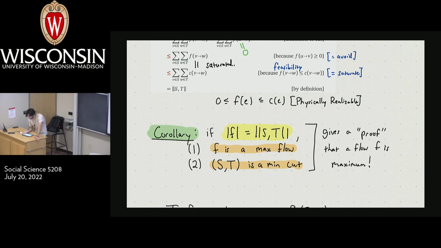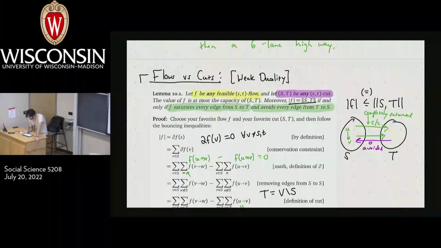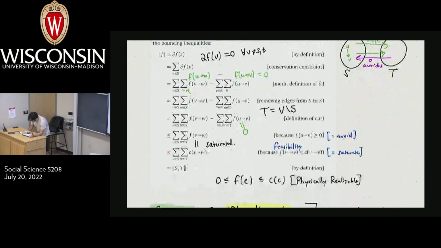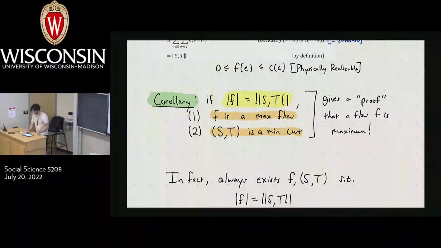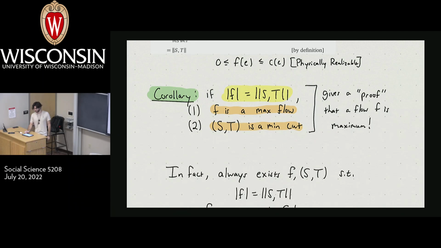And why is this true? Well, we know flow values are always less than or equal to cut values. So if they're equal, that means you can't push that flow any higher. It's already hit the upper bound it could ever hit. And similarly, flows are lower bounds on the cut values, so if they're equal, you can't make the cut any smaller. You've hit the lower bound. So this corollary is the important part. Any questions on the corollary?